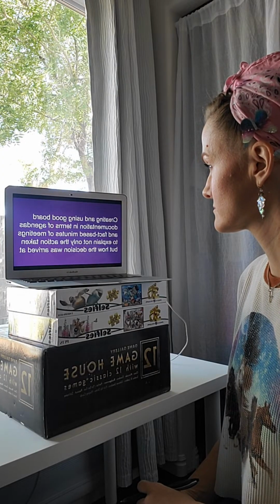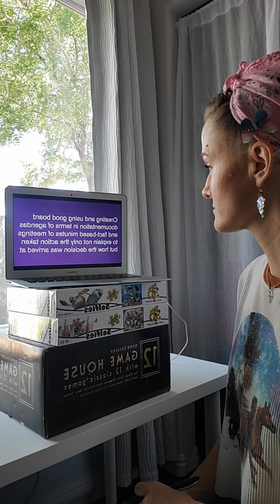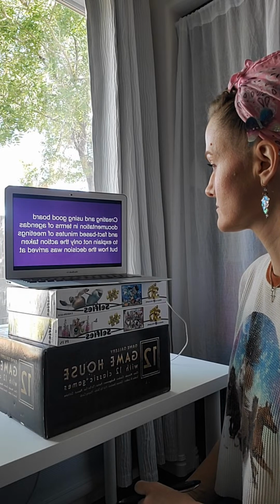passes this objective standard. In order for a nonprofit board member or officer to better ensure compliance with the fiduciary duty, specific steps can be taken in lockstep with general sound governance principles, and among them include creating and using good board documentation in terms of agendas, and fact-based minutes of meetings to explain not only the action taken, but also how the decision was arrived at.